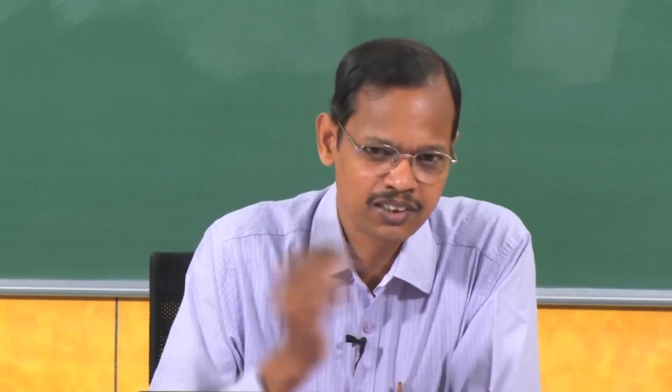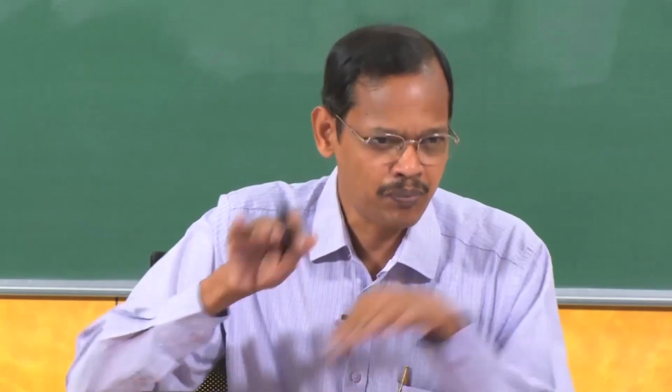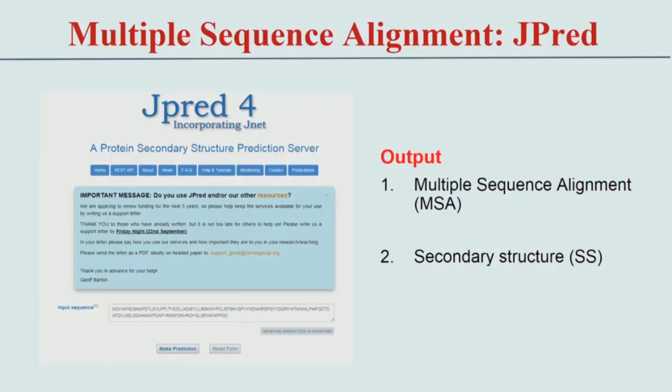This is currently a research problem. We have issues with the disordered regions, because it is very difficult to get the proper alignment. So, it is very difficult to predict these secondary structures when they form complexes. Now there is a method called JPRED. This is one of the earliest methods. They used multiple sequence alignment.